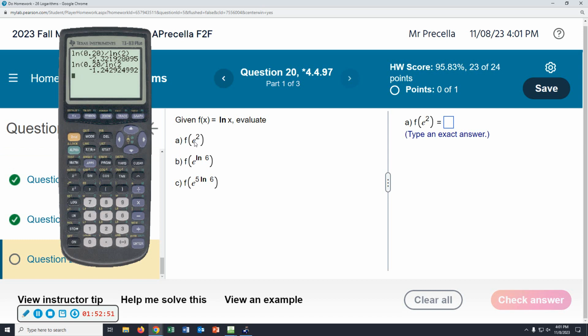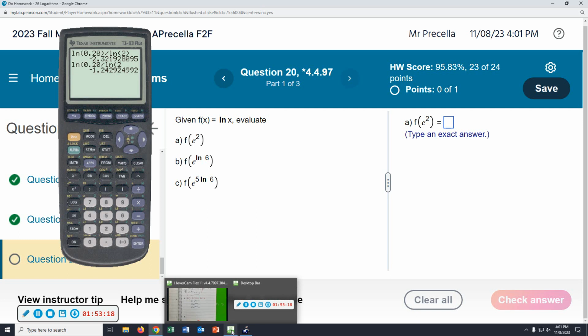f of e squared. f of e to the ln 6. And f of e to the 5 ln 6. Oh, wow, this is such a good problem. I know.